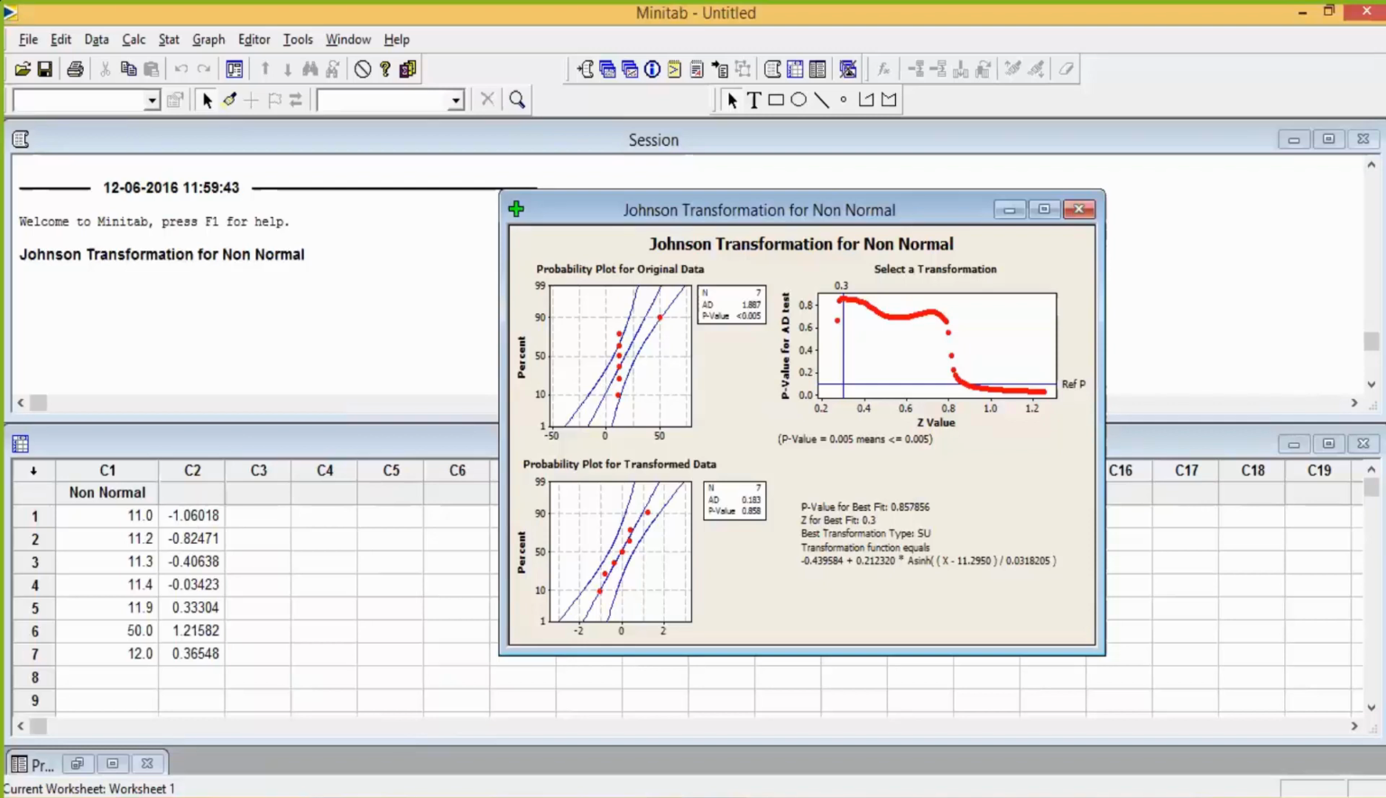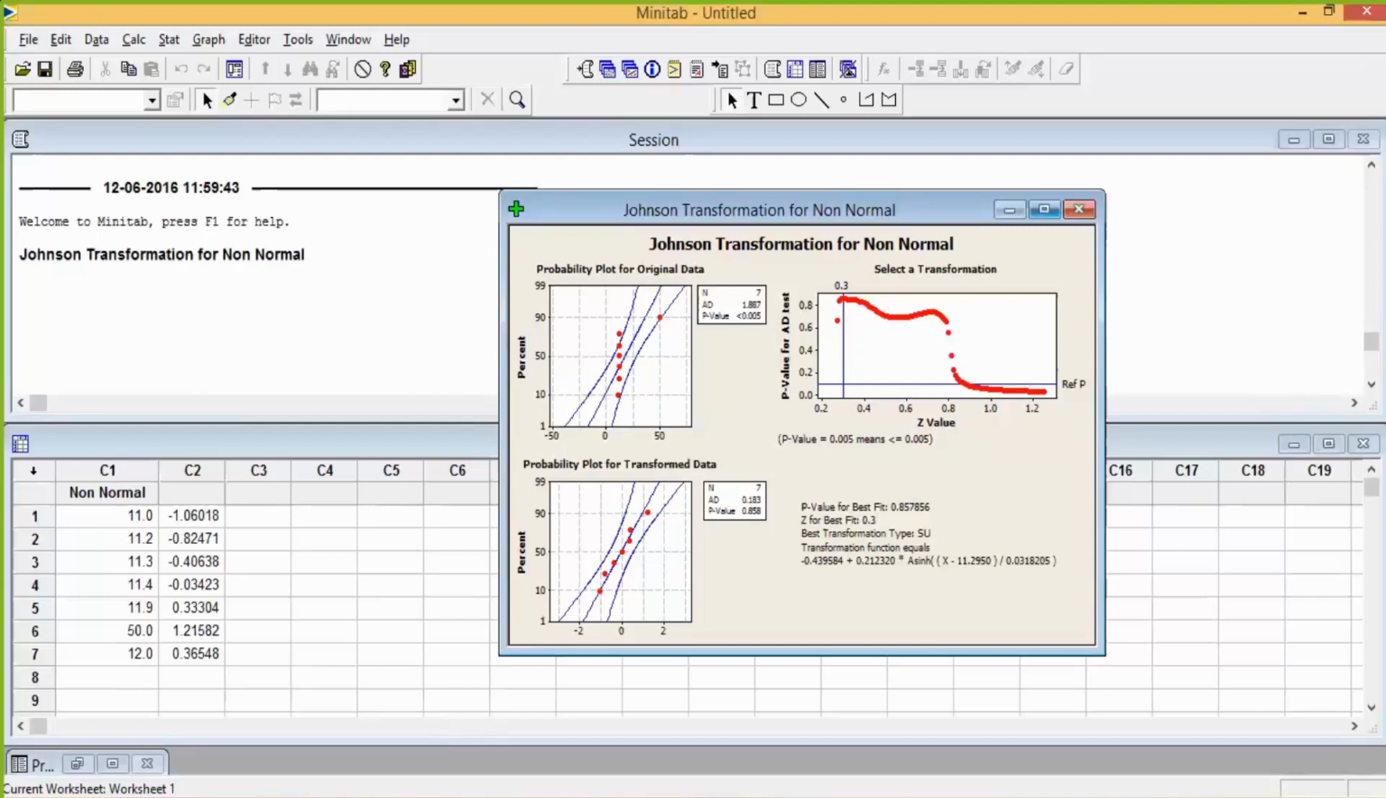So if somebody gives you data that is not normal, some data contains skewed data or outliers, how will you carry out the test? Then you say, I do Johnson transformation. Johnson transformation is nothing but converting the non-normal data into normal data. How is it done? It is done automatically with the use of the Minitab tool.